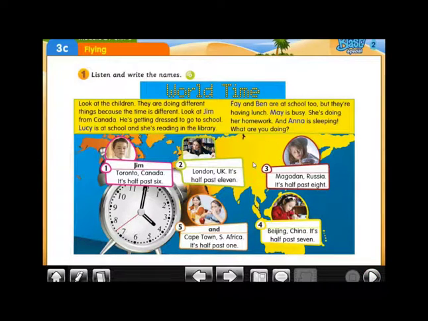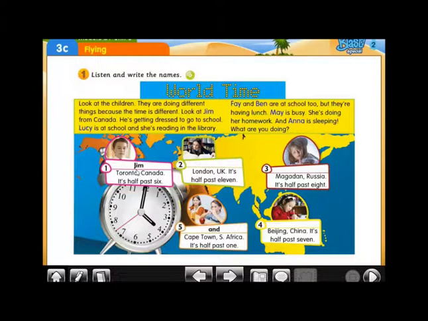Okay, now we will read together and answer the name. Look at the children. They are doing different things because the time is different. Look at Dan from Canada. He's getting dressed to go to school. Lucy is at school and she's reading in the library. Faye and Ben are at school too, but they are having lunch. May is busy. She's doing her homework. And Anna is sleeping. What are you doing?